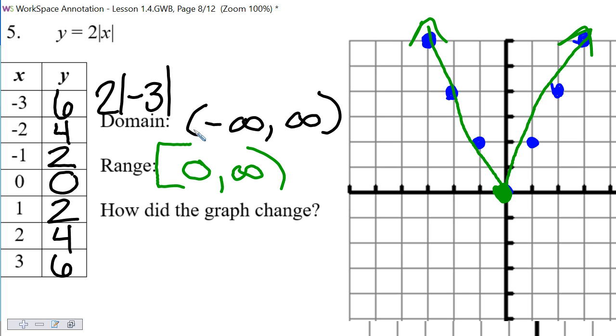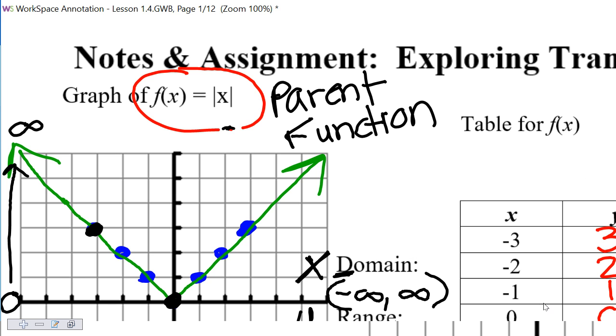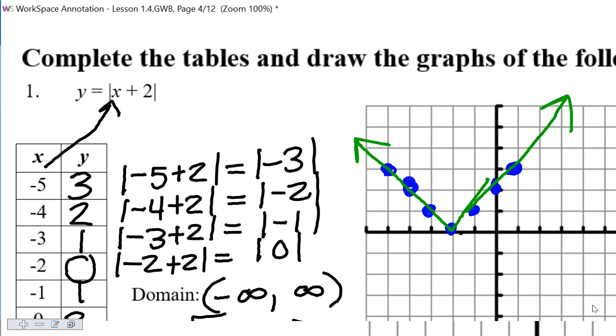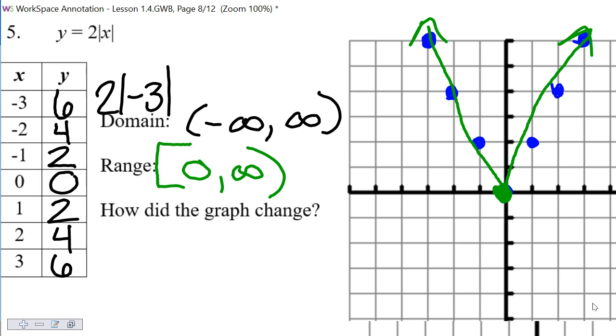Now, how does this one compare to the parent function? Did the vertex move? No. But something else changed, because on the parent function, to get to the next point, we go up 1 over 1, up 1 over 1. Is that what they're doing here? No. How much are they going up? 2. They're going up 2 over 1, up 2 over 1.